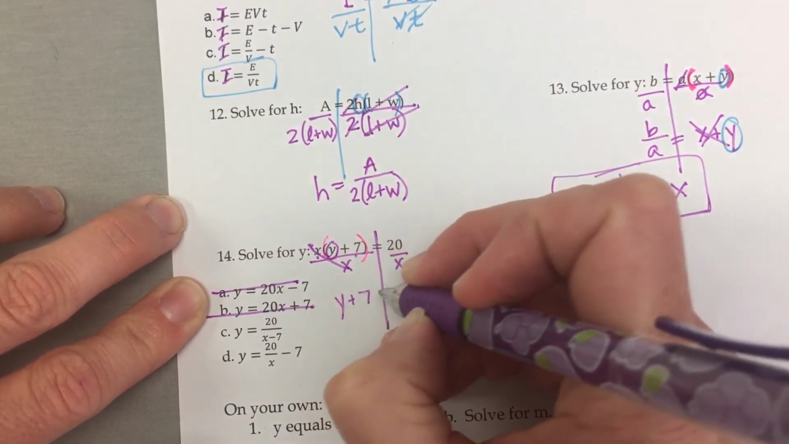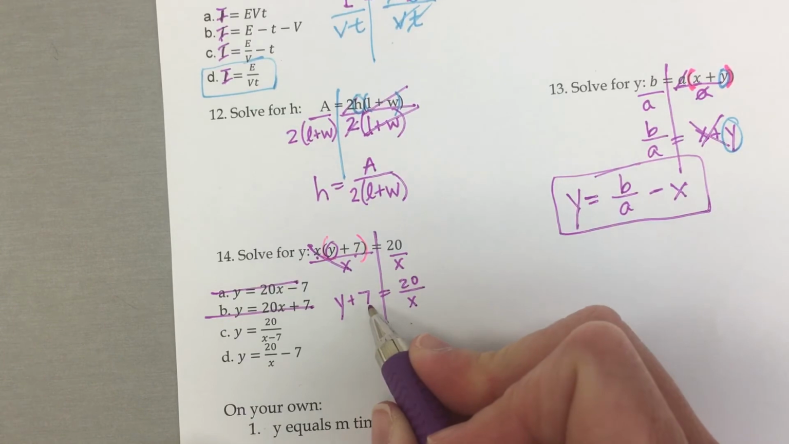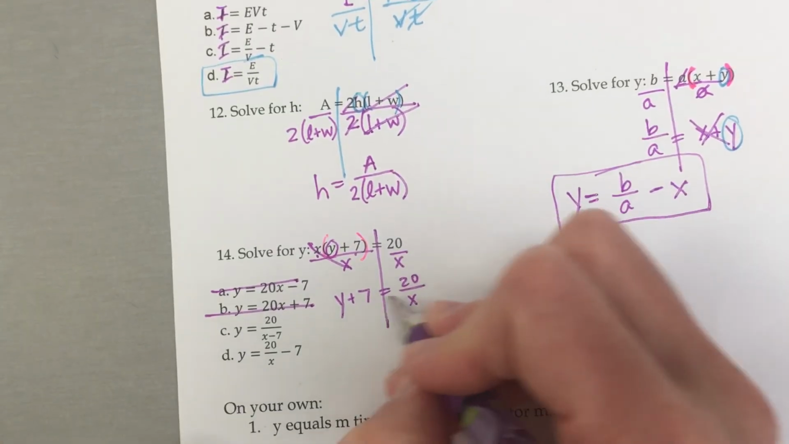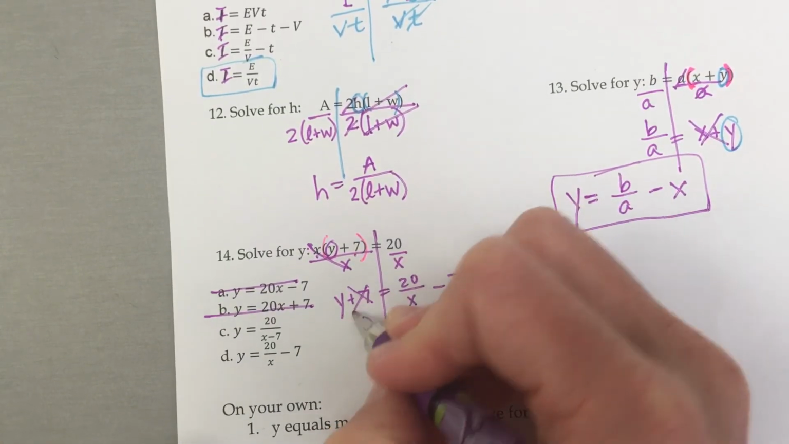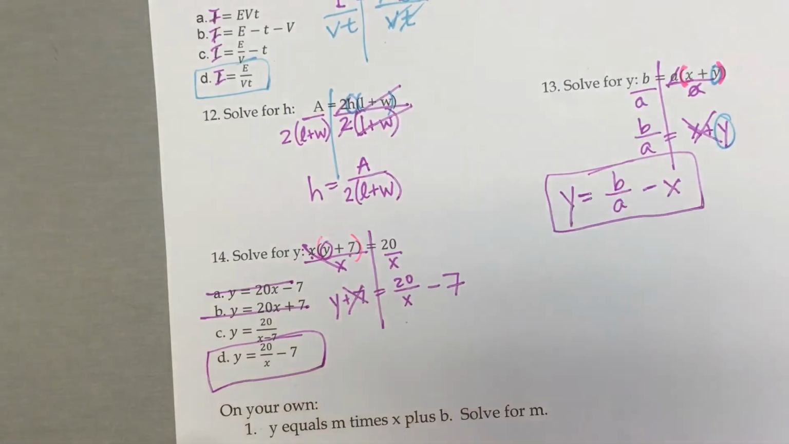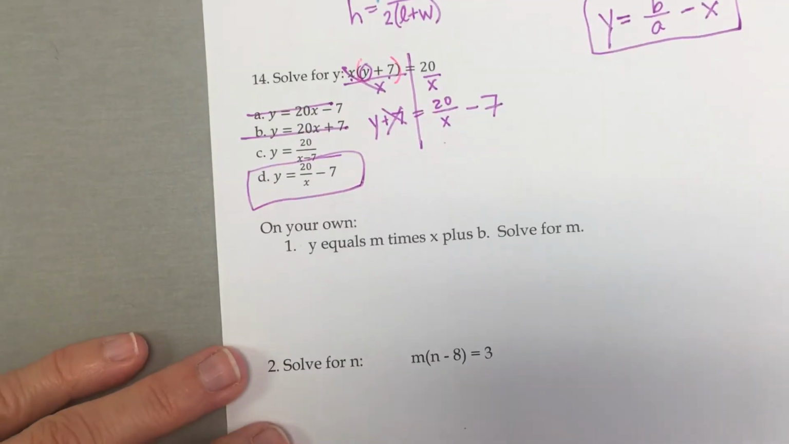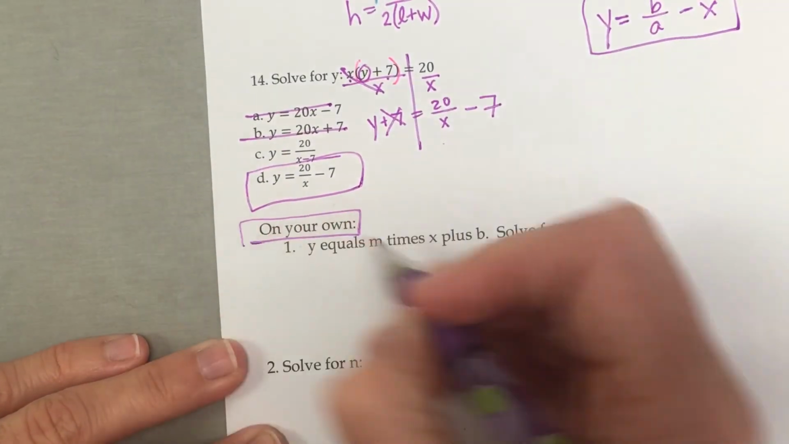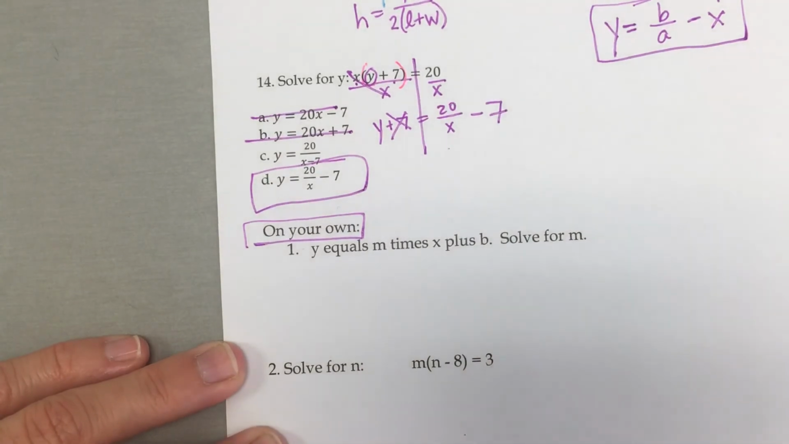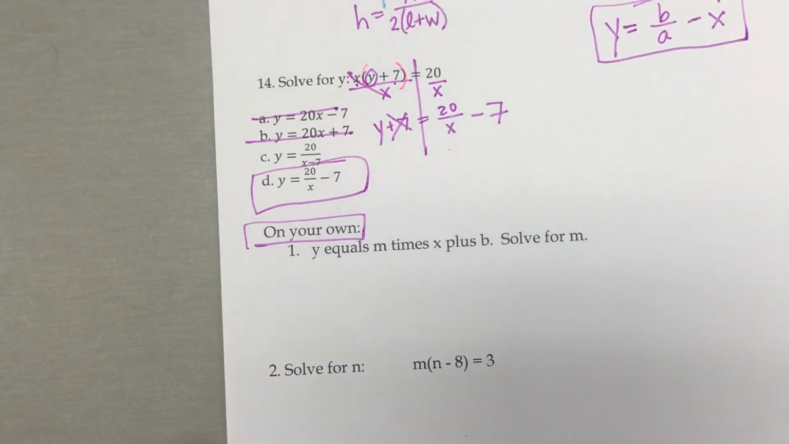Then, to get rid of plus 7, I have to minus 7. And you minus 7 from the whole thing. So that is answer choice D. All right, go ahead and pause the video and try these two on your own. After you're done trying them, then you can restart the video and check your answers. But go ahead and pause it and try them on your own.